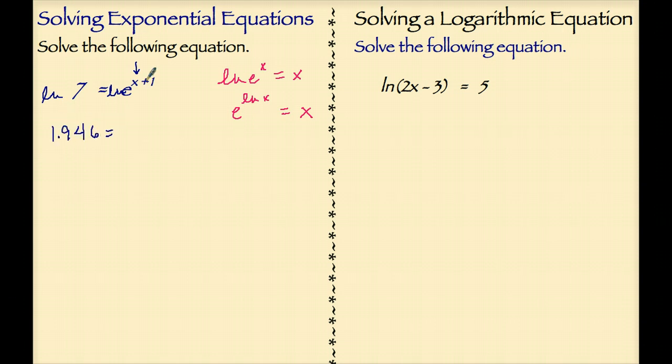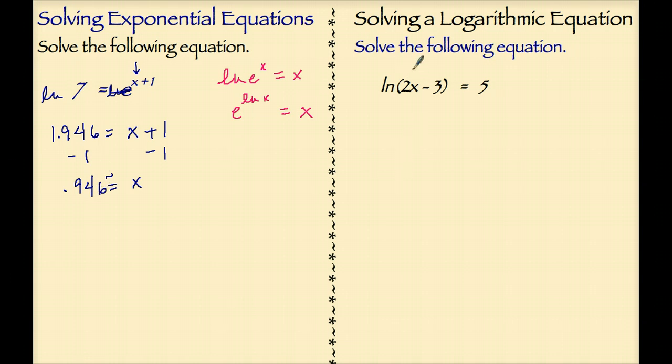But on the right side of the equation, since these are inverse functions of each other, the x plus 1 drops out of the exponent position. And now we're able to solve for x. This means that x will be approximately equal to 0.946. Now let's solve a logarithmic equation.